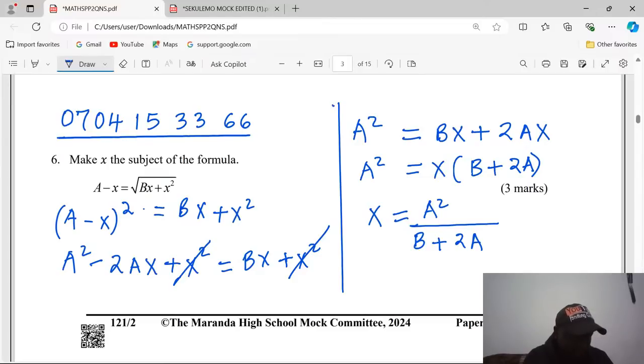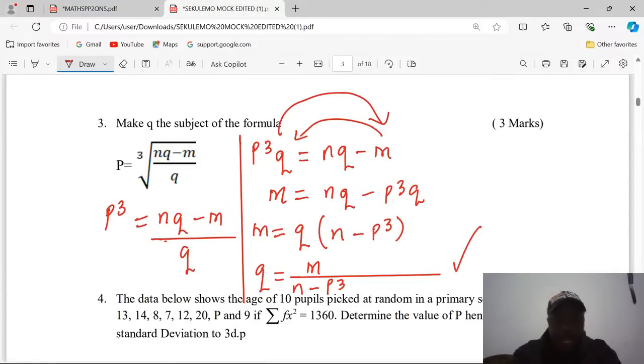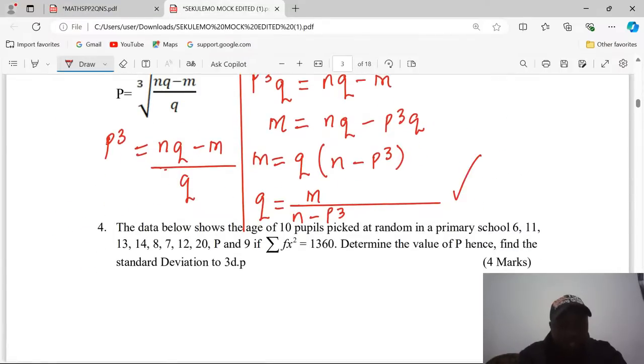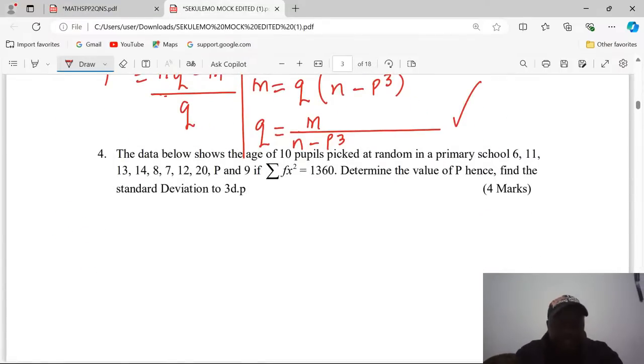So that is great. We continue with our paper now. The paper for today. We are on statistics number 4. The data below shows the age of 10 pupils picked at random in a primary school: 6, 11, 13, 10, 13, 14, 8, 7, 12, 20, P, and 9.